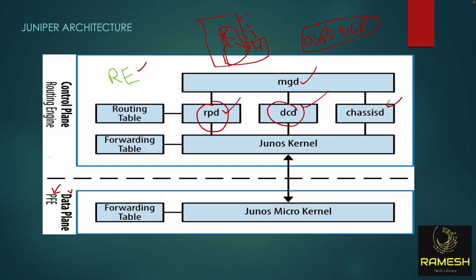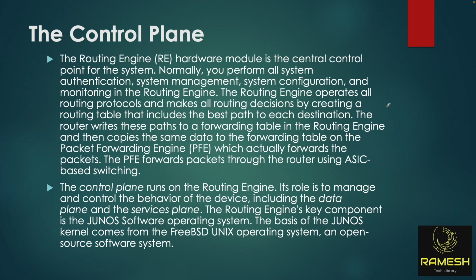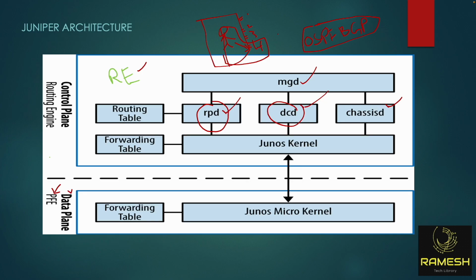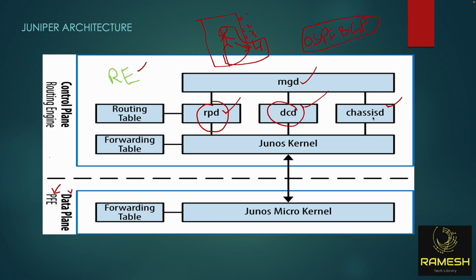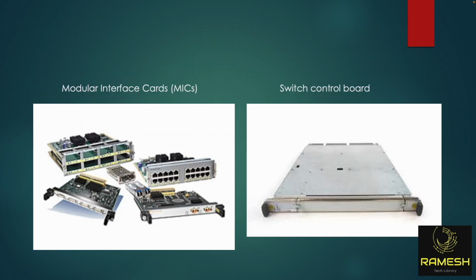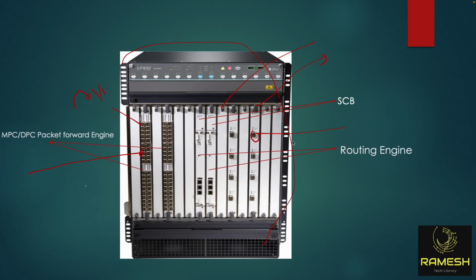Chassis daemon will be responsible to monitor all the line cards. Okay, this chassis D is responsible to monitor all the line cards and SFPs. So these are the line cards, right? All this information, if the hardware has failed, whether it is healthy or not, if anything has any error, everything it will generate. Who will generate?